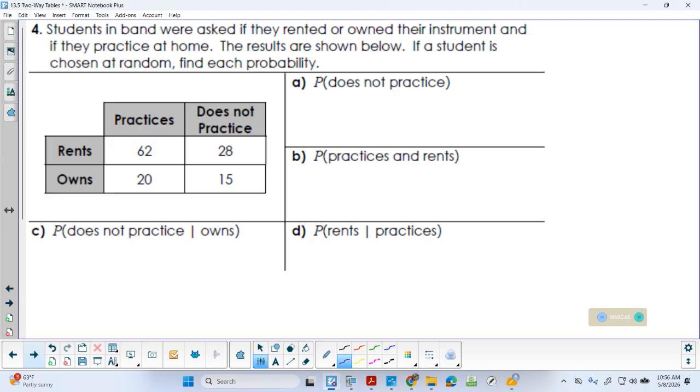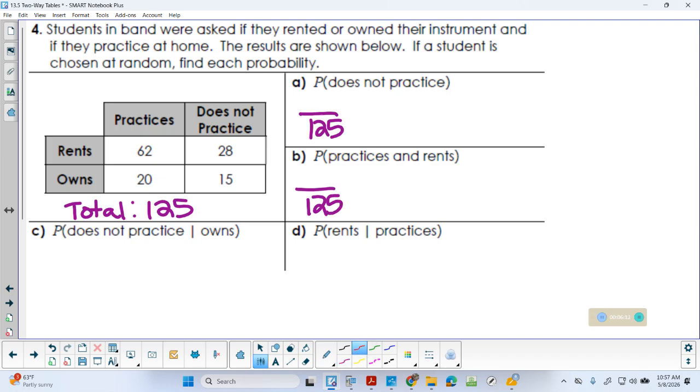Before I do anything, we're going to need our grand total. You only need the total. So let's add all of this up together. It's 62 plus 20 plus 28 plus 15. 125. We need the grand total of how many kids. They didn't tell you that. So I know all of these fractions, I like to do the total first, are going to be over 125. All right, let's get to the first one.